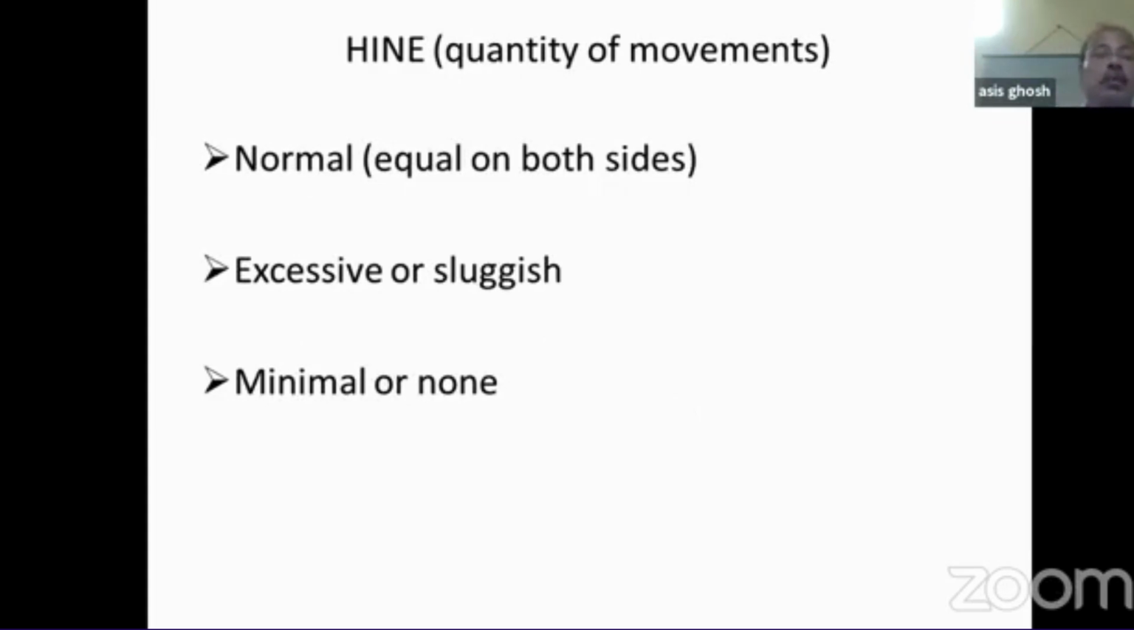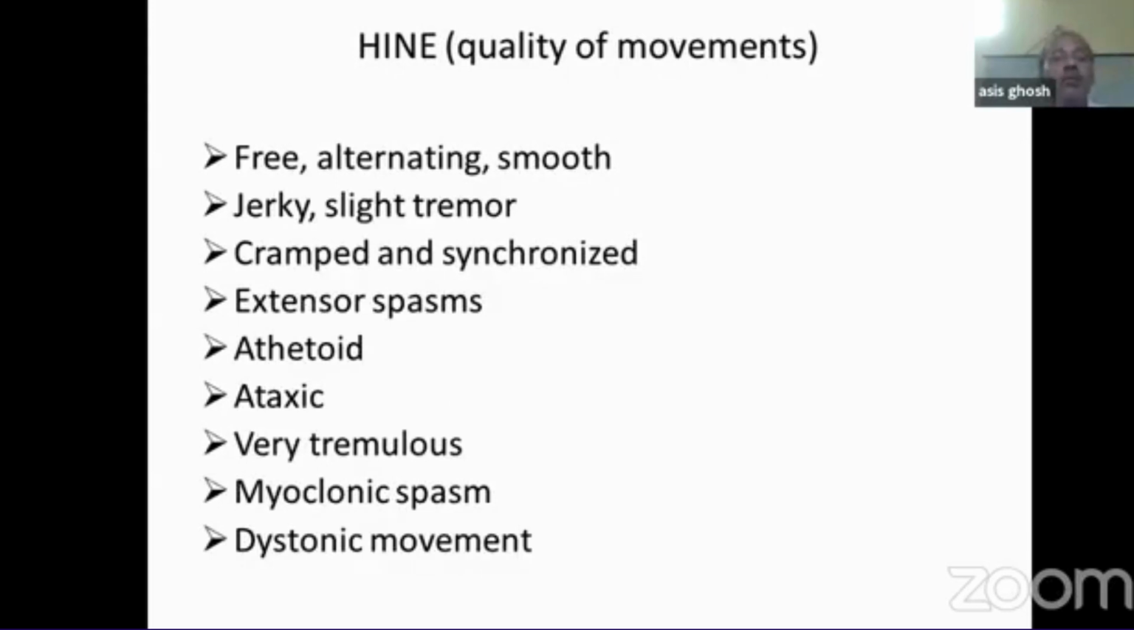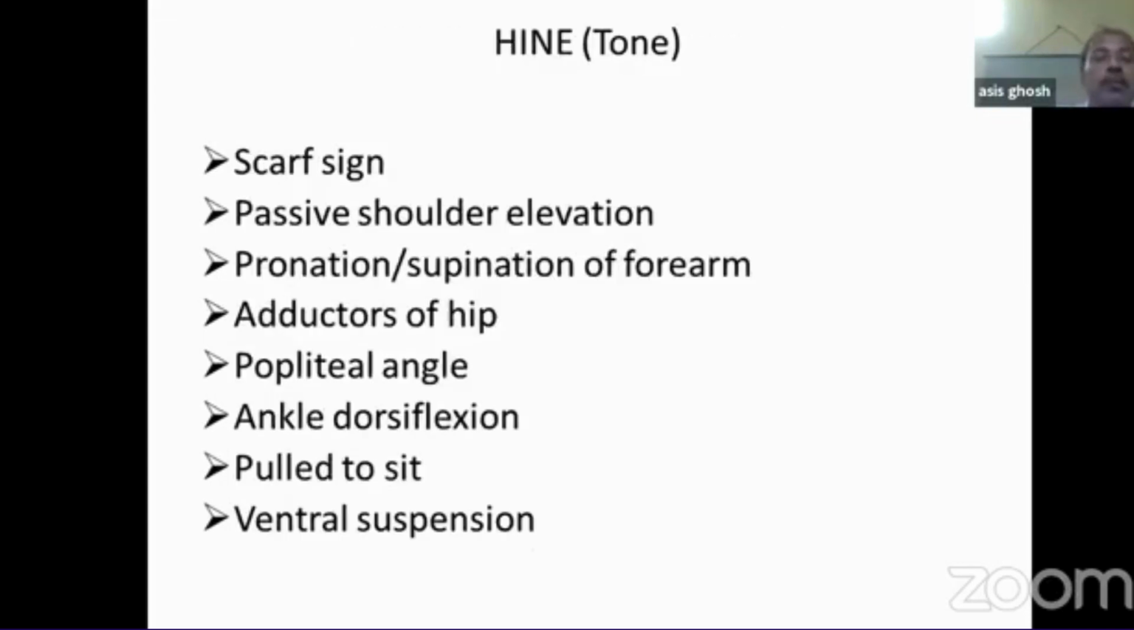And then under quantity of movements, whether it's normal movements, equal on both sides, whether it's excessive or sluggish, and whether it's minimal or none. So under quality of movements, it's free and alternating, smooth. I think you can make a correlation now with fidgety movements, which is again free, alternating and smooth. Jerky, slightly tremor, cramp synchronized, you see in spastic cerebral palsy, extensive spasms, athetosis, athetoids, ataxic, very tremulous, myoclonic spasm, and dystonic movements. So under dyskinesia, it's actually this athetosis and dystonia that comes.